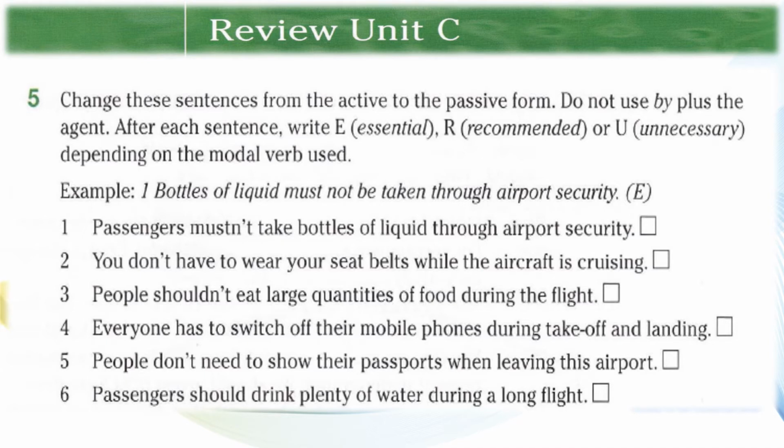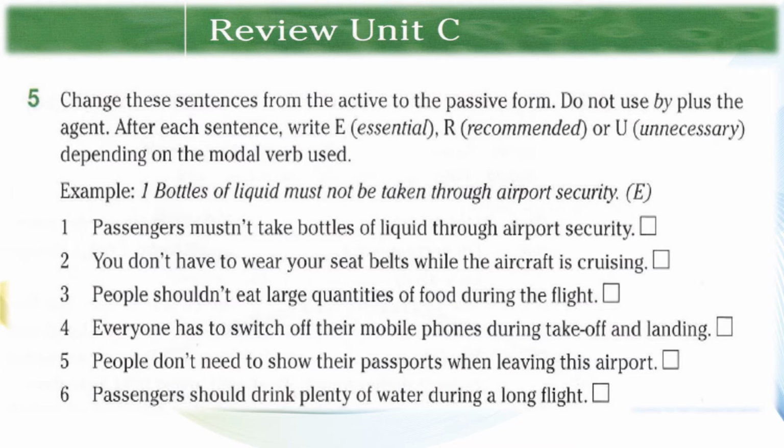Now let's have a look at the first one, which is already done for you as an example. Number 1, passengers mustn't take bottles of liquid through airport security. Now we change it into the passive in the following way. We start with the object, bottles of liquid must not be taken. We use the passive voice after must not be. Then we complete the sentence. And here we write E because this is something essential.